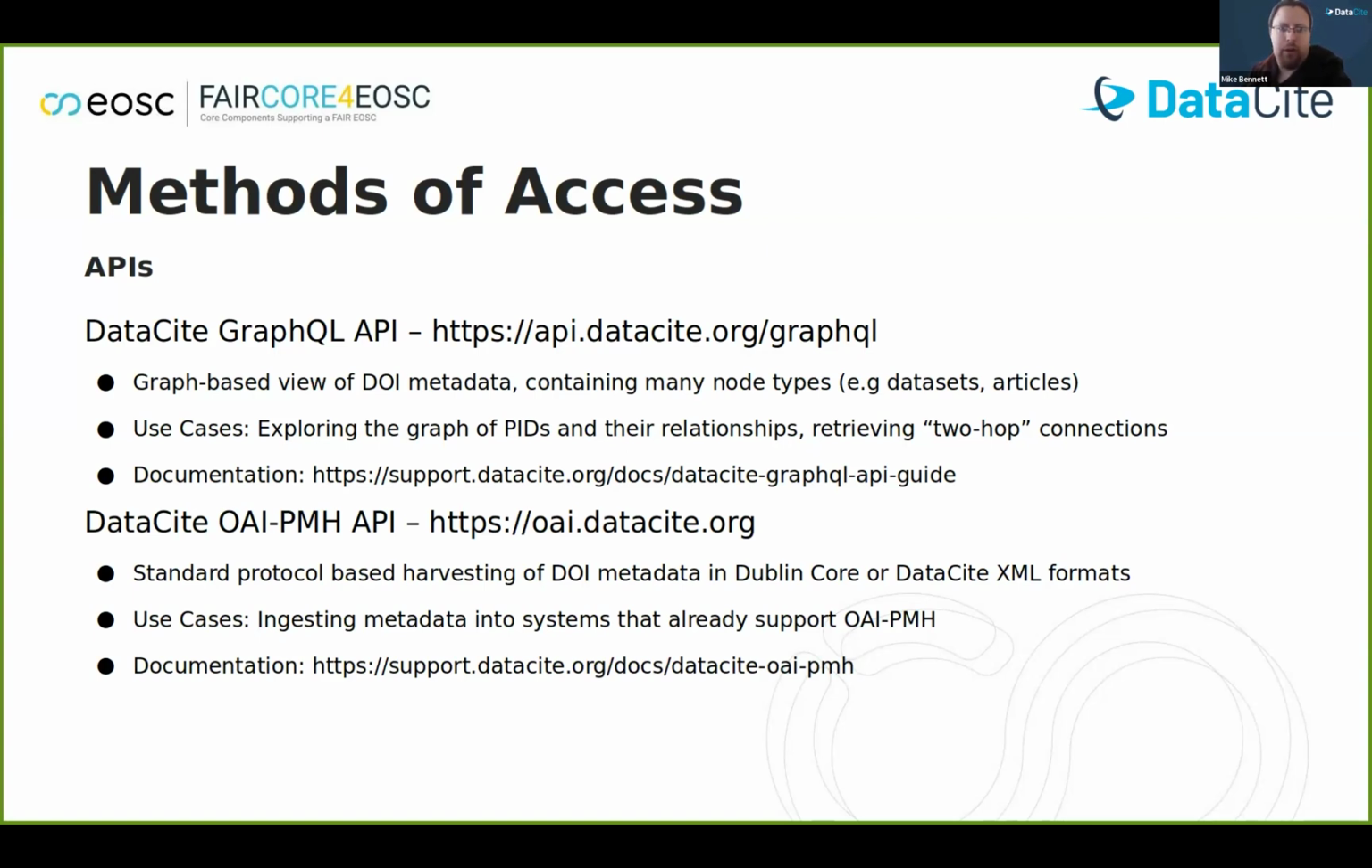We have also an OAI-PMH API. For those of you who know, OAI-PMH is a standard protocol for harvesting data between systems. And this exposes the same sort of data, but in Dublin Core or DataCite XML formats. So if you're looking to take in data from the graph and you already have a system that handles OAI-PMH, this is a good way to look at that.